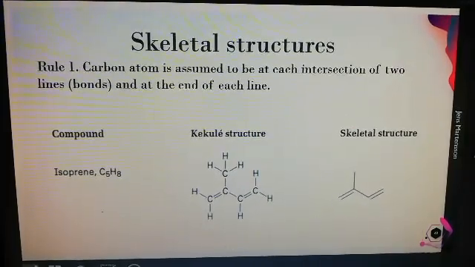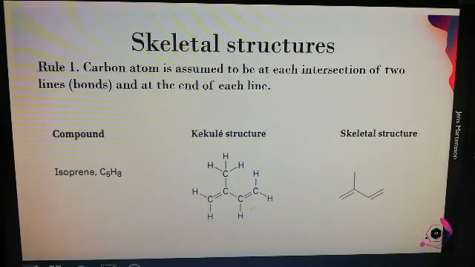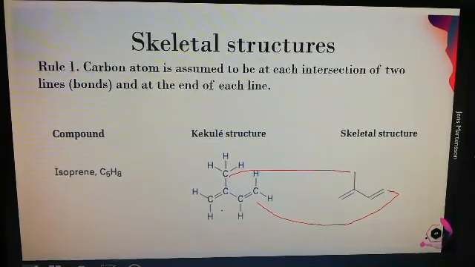So we have this isopropene, okay? So every end ng line and every intersection ay carbon yan. So 2 lines, ibig sabihin double bond. So we have this, ito yan siya. Okay? And on this one, dito sa dulo, and so on and so forth. So that's the skeletal structure.